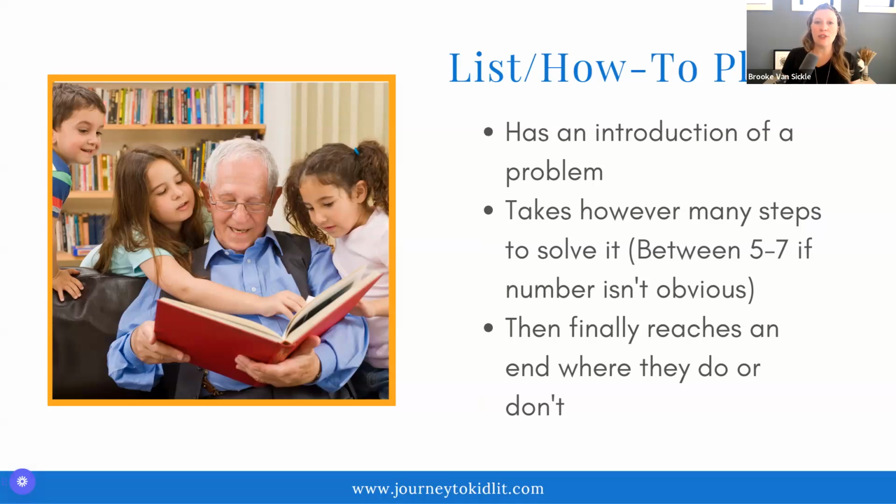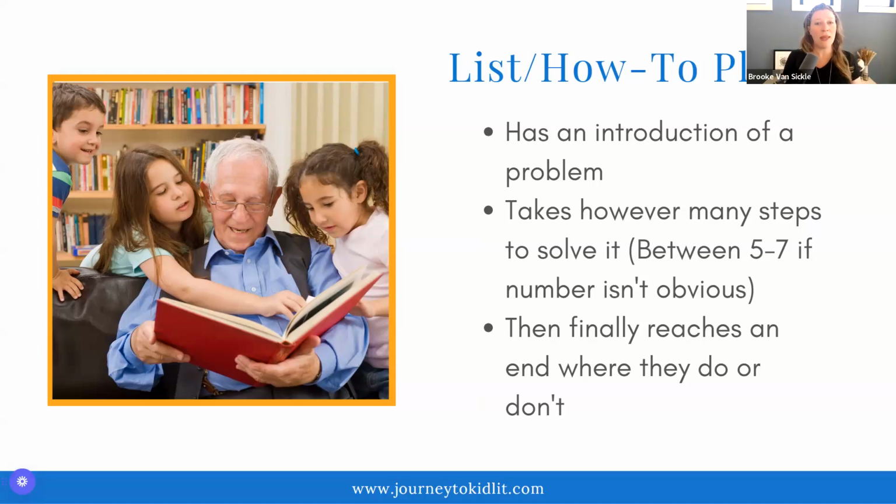The final plot type that you can choose from is a list or a how-to plot. This is especially important for concept books, nonfiction books, any narrative nonfiction, or board books, because this is going to be more of your list or how-to in terms of steps. So we'll have an introduction and we'll list out the problem just like we have with all of our different plot types.